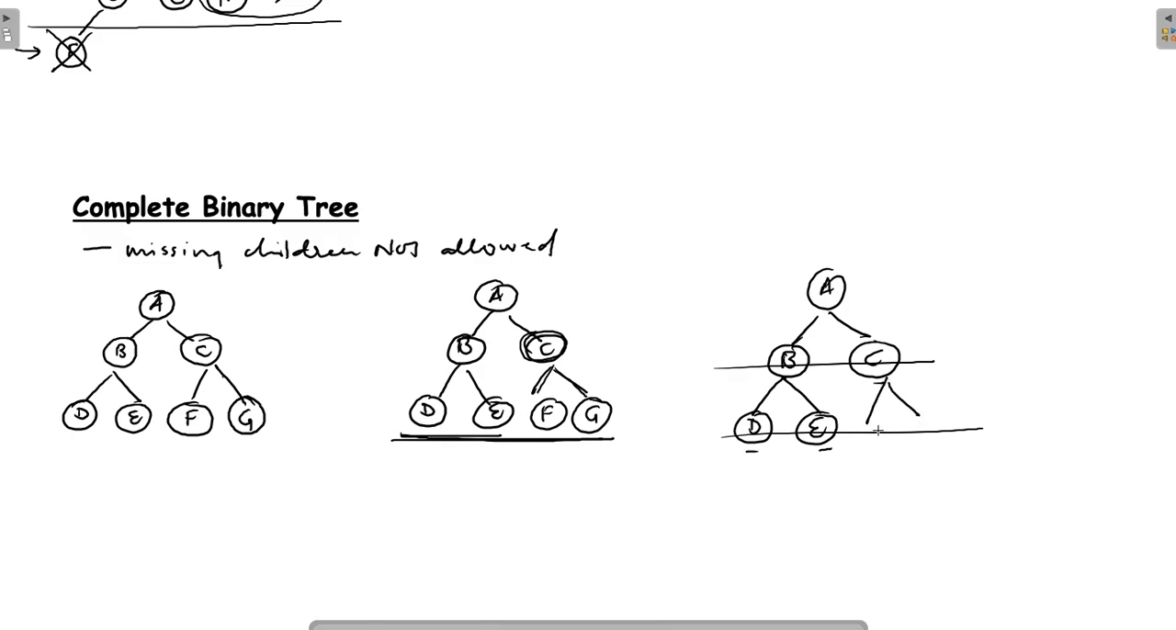So every tree should have all the leaf nodes filled at the same level, then only it is called a complete binary tree. It means that every internal node should have two children and all leaf nodes should be at the same level, then only we can call that tree a complete tree.